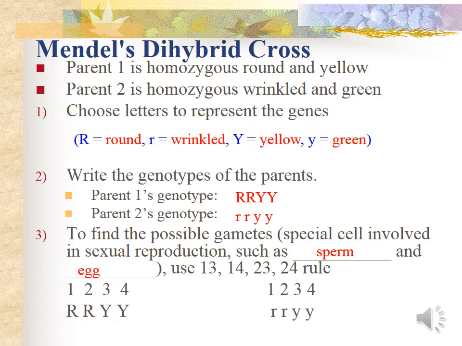And then you do the same thing for the alleles of the second parent. Number one with number three, number one with number four, number two with number three, and number two with number four. So that's the 13, 14, 23, and 24 rule.